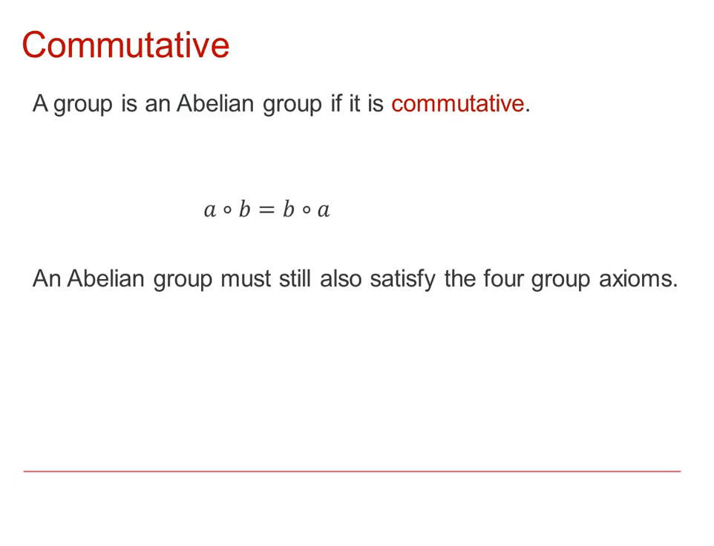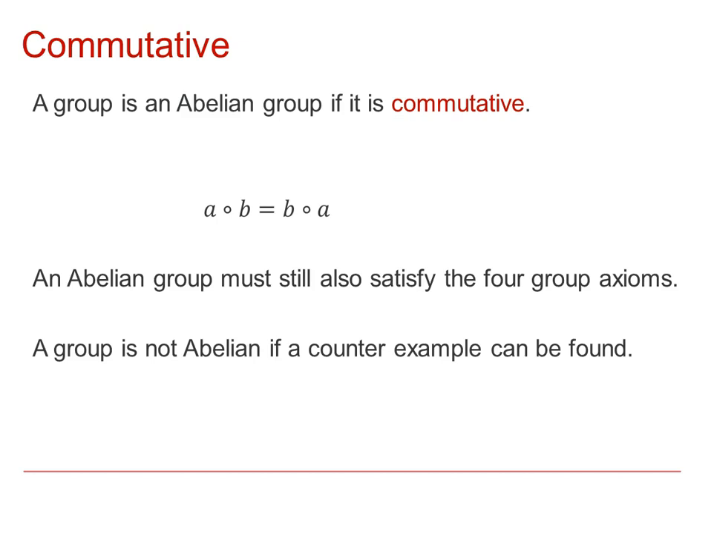Of course, as a group, it must satisfy the four main axioms, which are closure, as I said, unique identity, inverse, and associativity. If it's not Abelian, then it's usually quite easy to find a counterexample to prove that although it's a group, it is not commutative. However, if commutativity is a property, then we have an Abelian group.